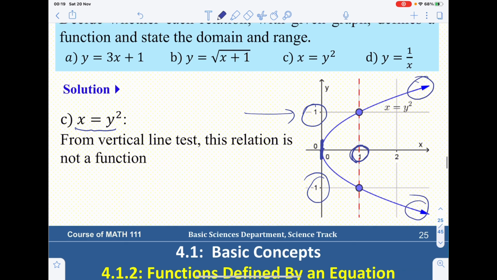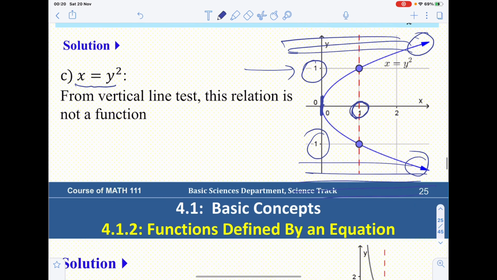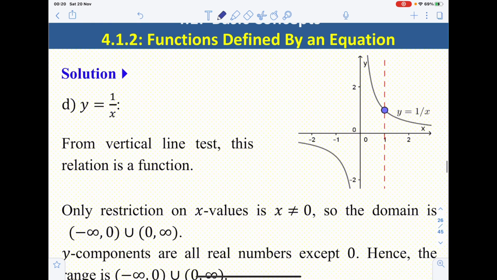While for the y values, we can see we always have a point in y from the bottom and also from the top. So it would be from negative infinity to plus infinity. For this graph, when we draw the vertical line, we can see that the vertical line intersects the graph in exactly one point, so it is a function. The relation is a function.